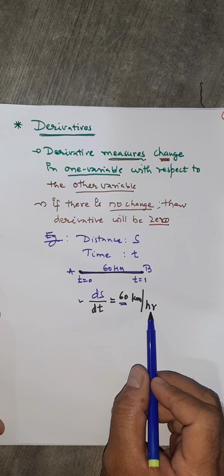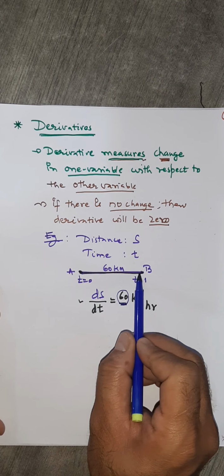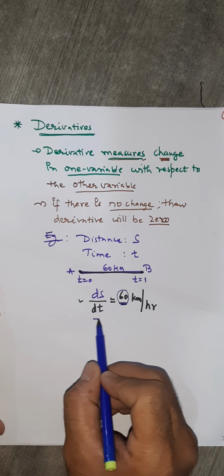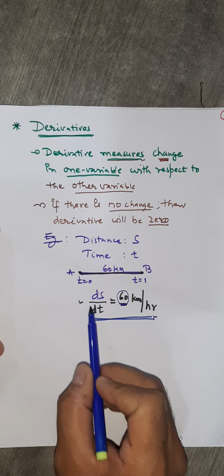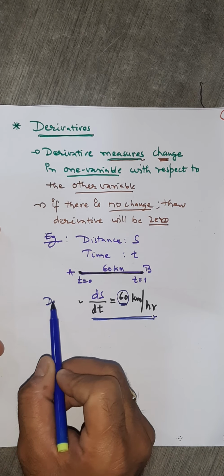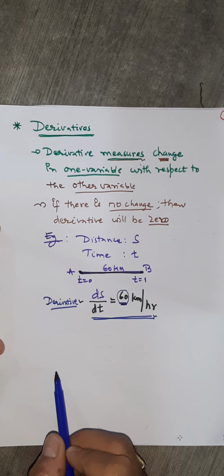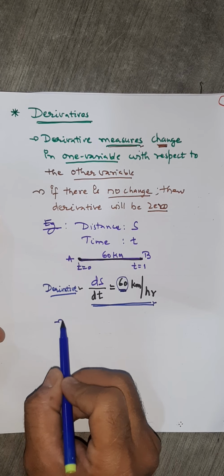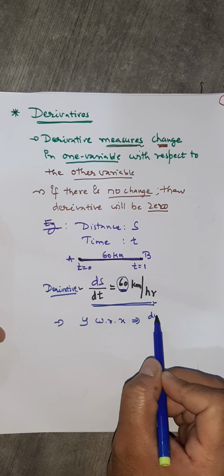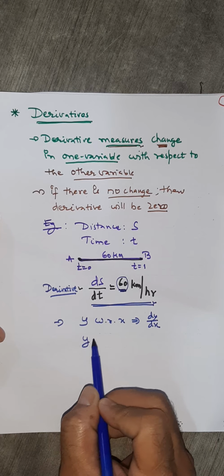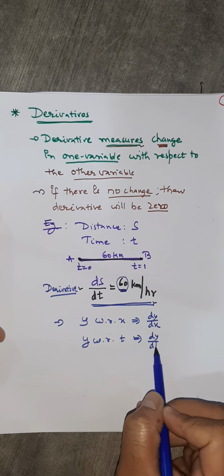That means in every hour, the change in the distance would be 60 kilometers. Just a simple example for your information. So whenever there is a change, there is a concept of derivative. So this is nothing but derivative of s with respect to t. Fine. If I write derivative of y with respect to x, we usually write dy by dx. If I write derivative of y with respect to t, we write dy by dt.